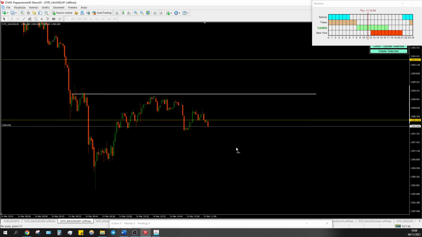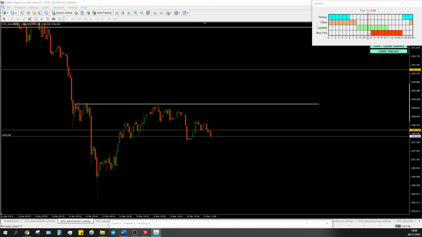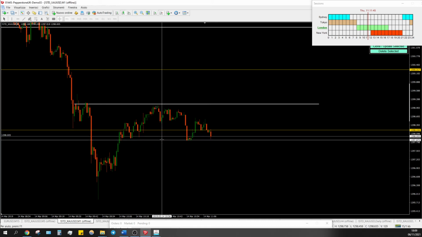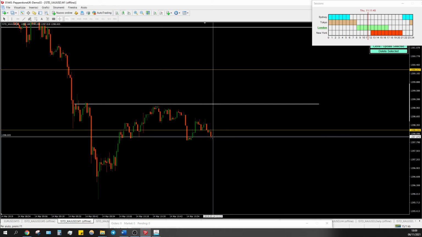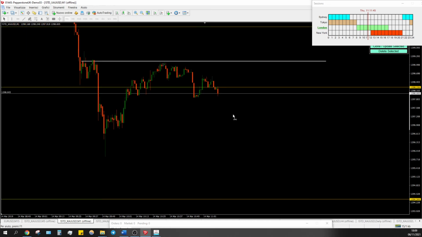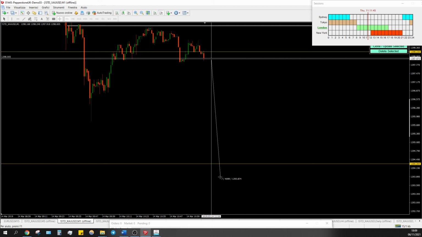Are we continuing the bearish? How was this candle? Up, down. Not a lot of signal here. Ten pips will be around here. 15 pips will be there, but yeah, it's too much.